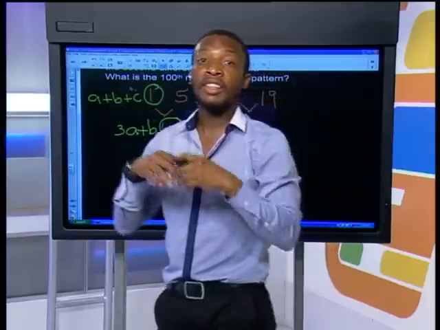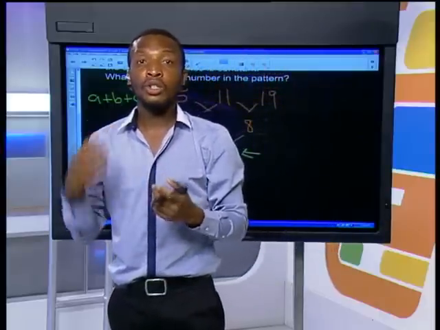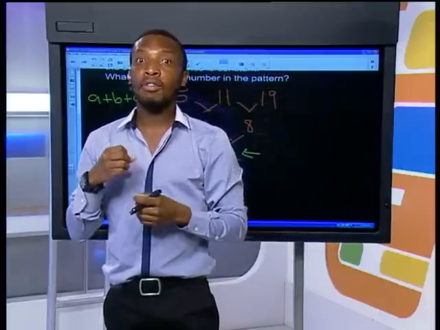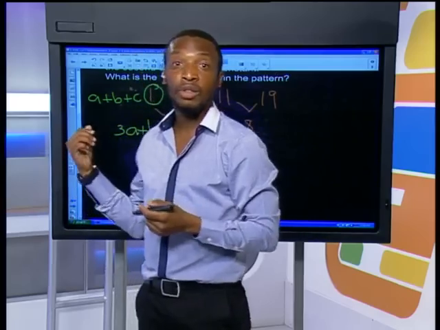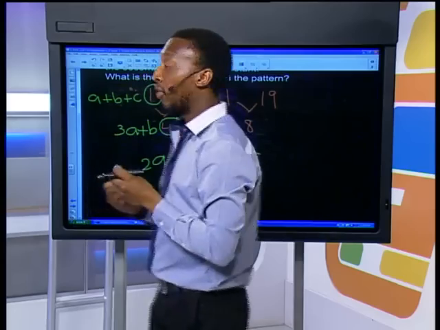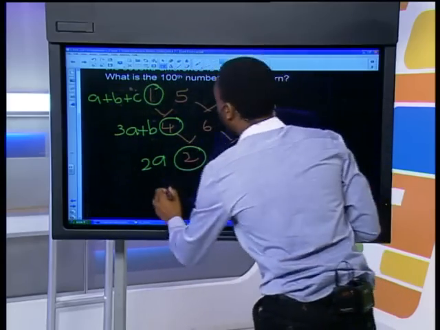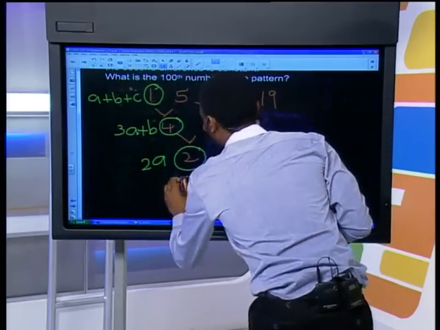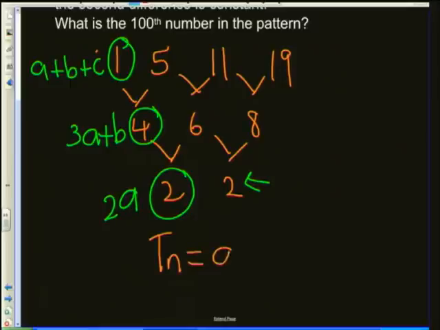Okay, so we need to find the general term first. Once you know your general term, you can then find any term. You can find the 100th term as we've been asked. You can find the millionth term. You need to find the general term first. Right, so bear in mind that we need to get it into this form: Tn is equal to an squared plus bn plus c.